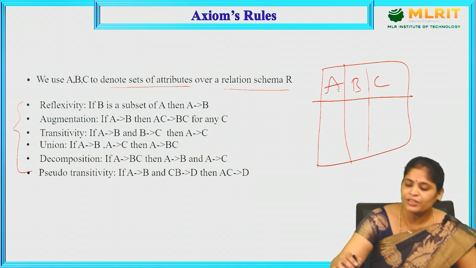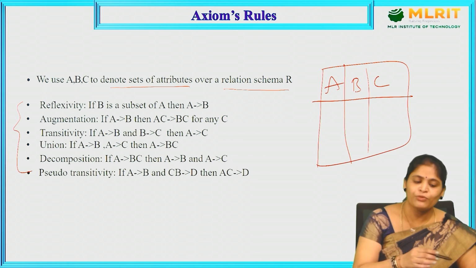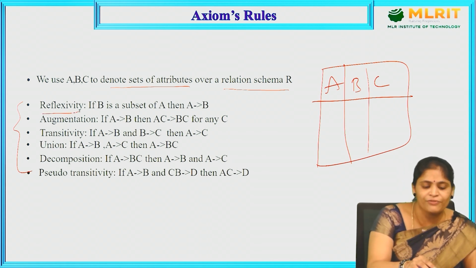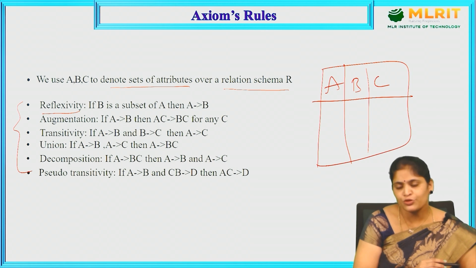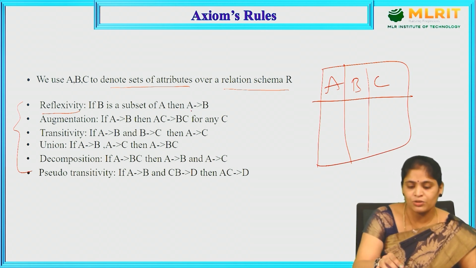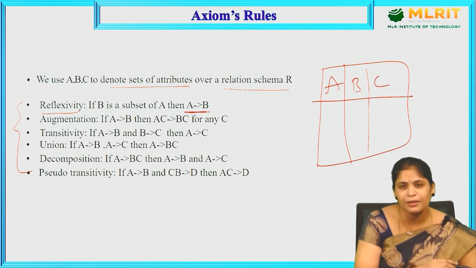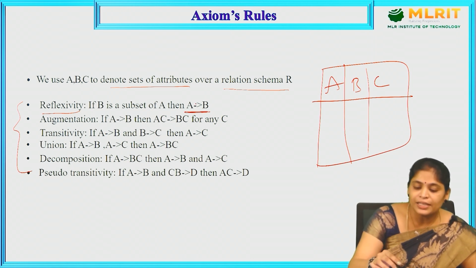So with these attributes, let us define what the rules are. What is reflexivity? If B is a subset of A, then A derives B. What is this? This is nothing but a functional dependency. A derives B. That means A can uniquely identify B.